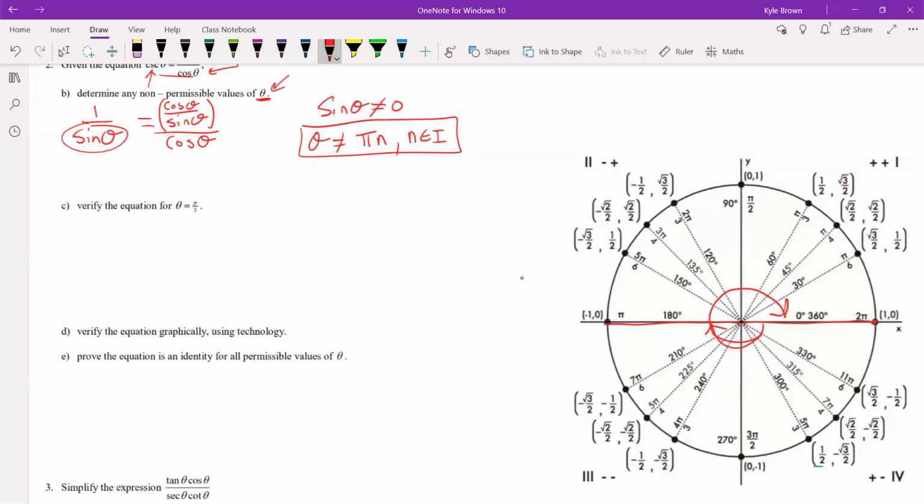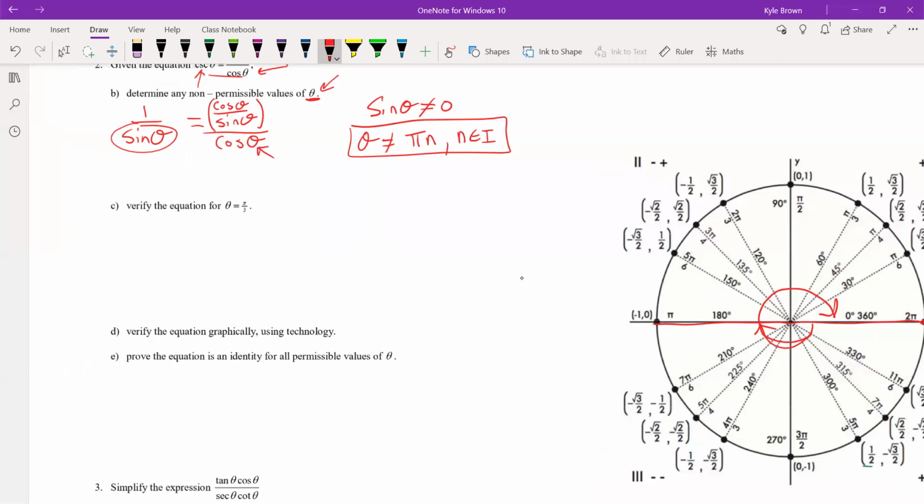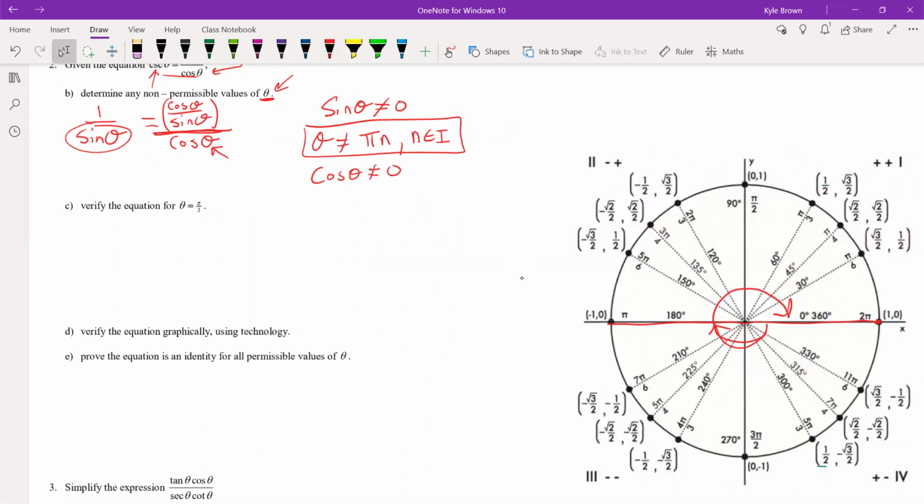And then I also have to look right here and say, well, it appears that we're not allowed to divide when cos is equal to 0 either, because I'm dividing by cosine theta. So cosine theta also can't be equal to 0. Okay, so where is cosine theta equal to 0? Well, remember, cos is like our x values. That's like my cos values. So it's equal to 0 there, and it's also equal to 0 there. So it's at pi over 2 and 3 pi over 2.